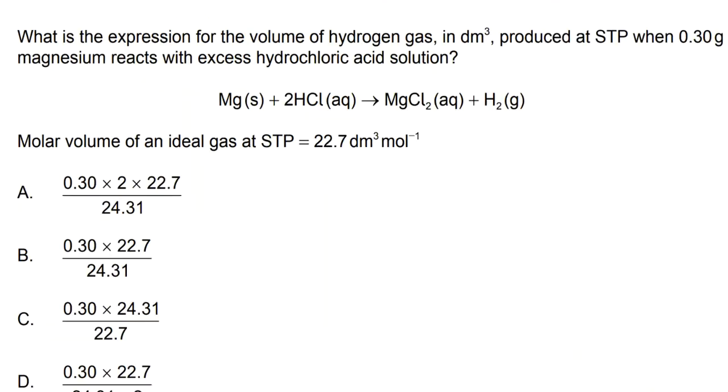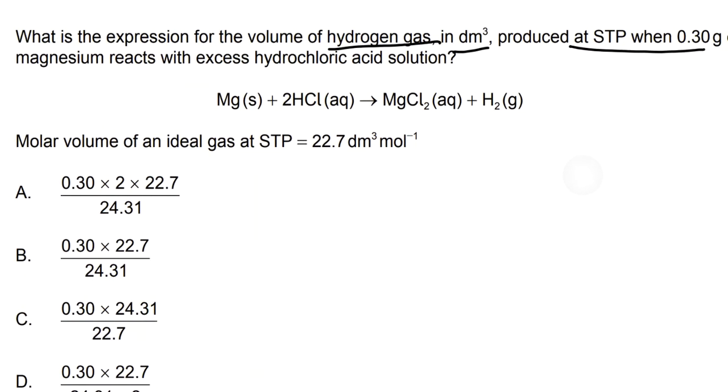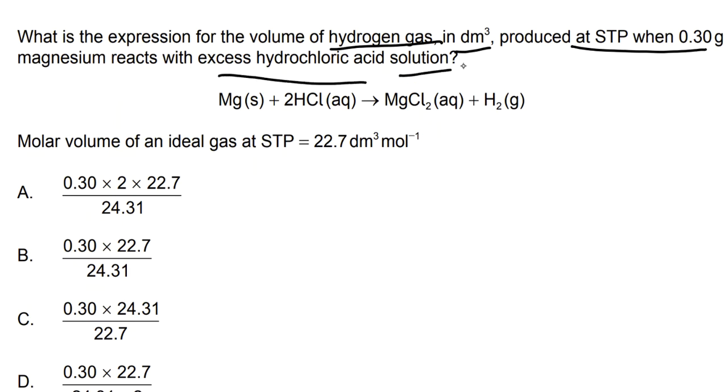What is the expression for the volume of hydrogen gas in cubic decimeters produced at STP when 30 grams of magnesium reacts with excess hydrochloric acid? So 30 grams of magnesium would be the limiting reactant. Okay, so that's the limiting reactant, and I guess the molar mass of magnesium would be 24.31 because I see that in the denominator here. So the moles of magnesium would be 0.30 divided by 24.31.